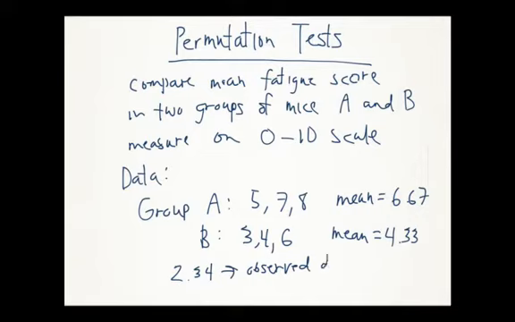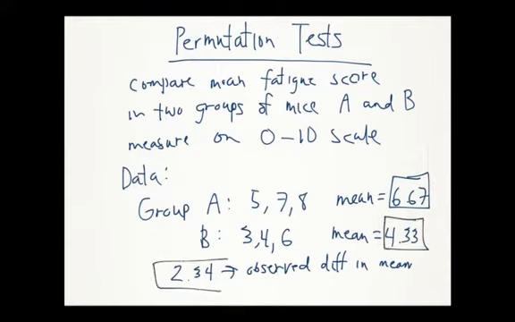That's the observed difference in means. If you just take 6.67, subtract 4.33, you get 2.34. Okay, that's our observed difference in means. So now we want to move to hypothesis testing, right? We know that the observed difference is 2.34, but the next question for us is, is this a significant difference? Is this a meaningful difference, or is it just due to chance?